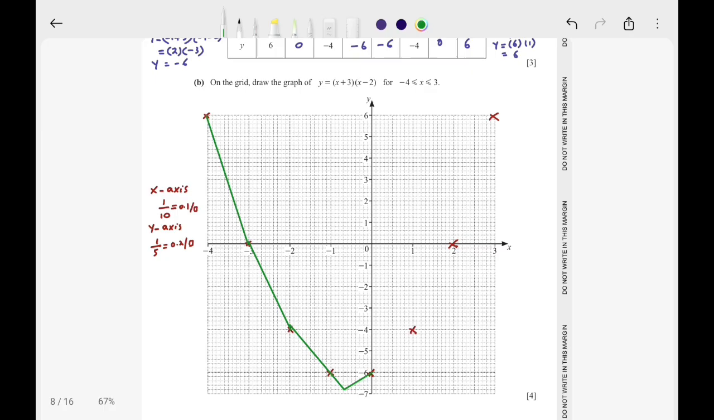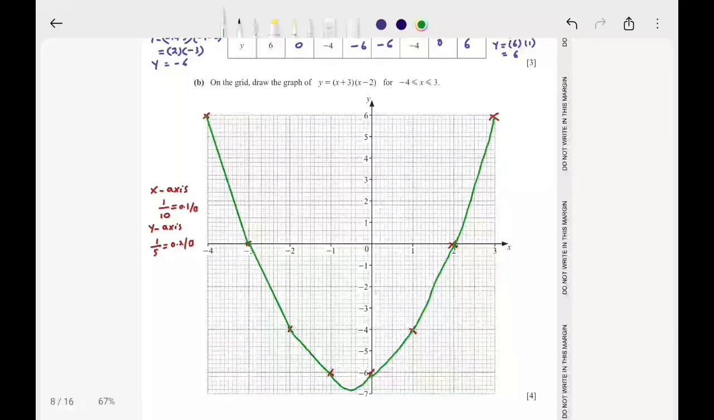This is wrong, because it should be a curve, not a V shape. So let me erase it and draw again. It is right. No, this is a curve.